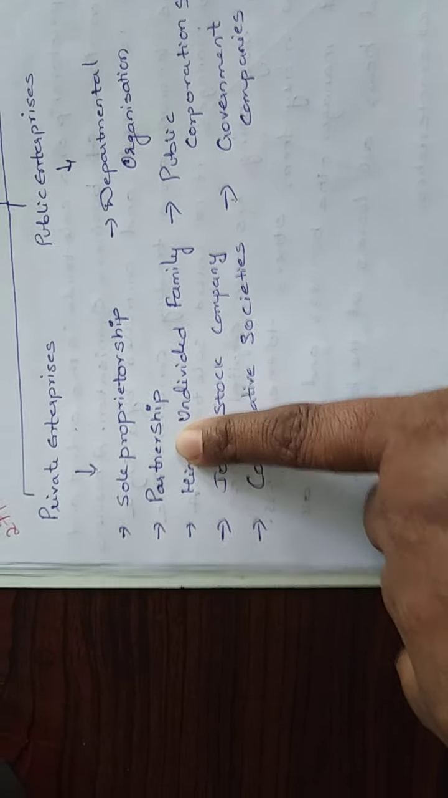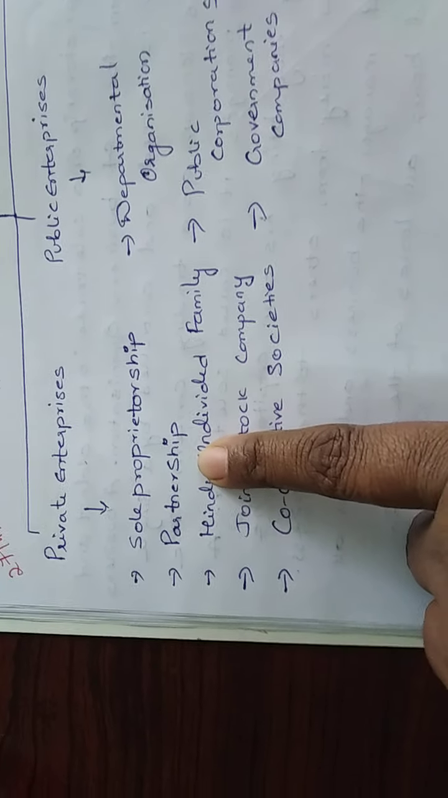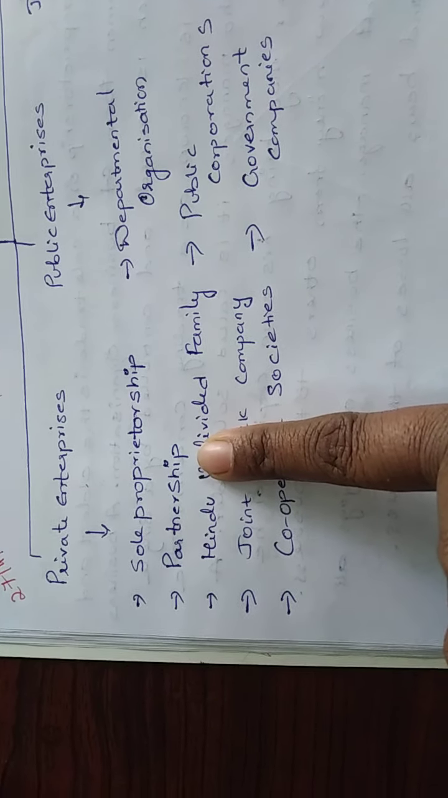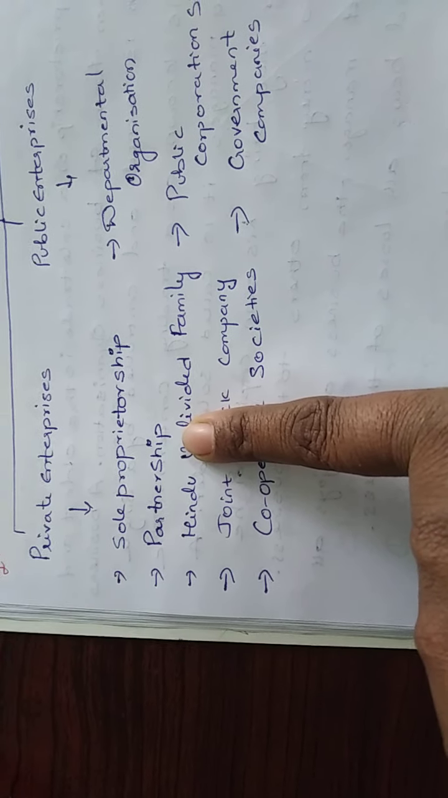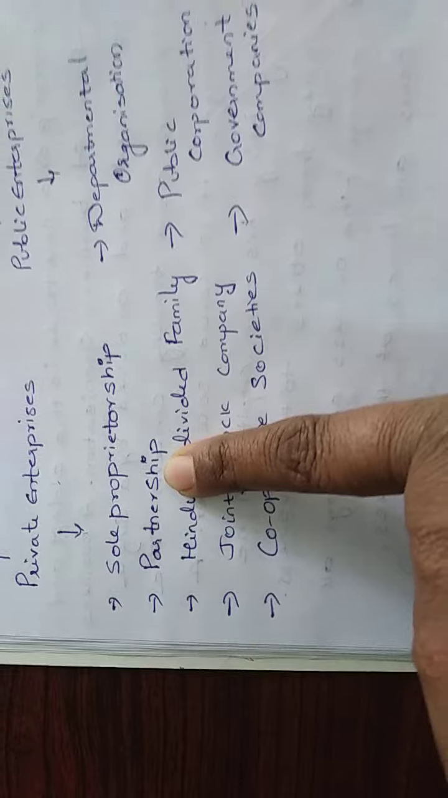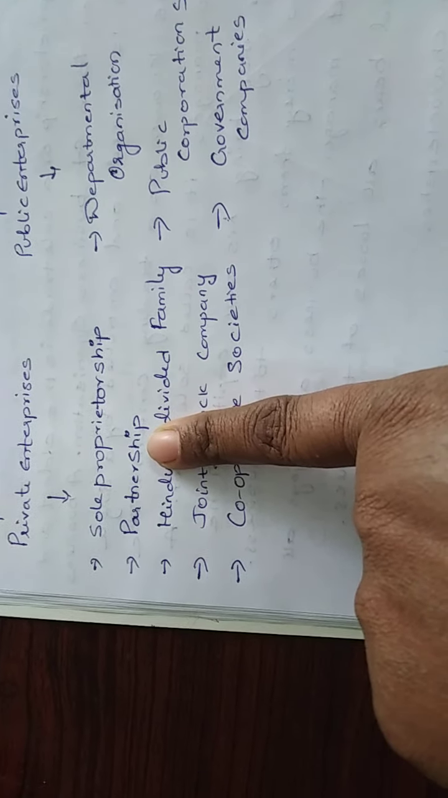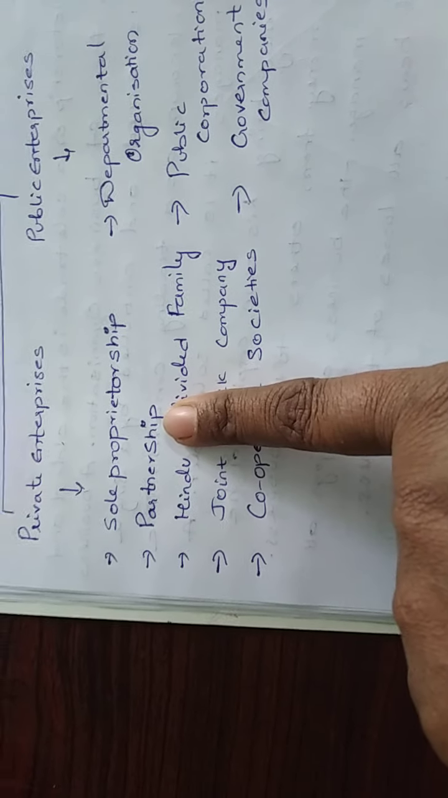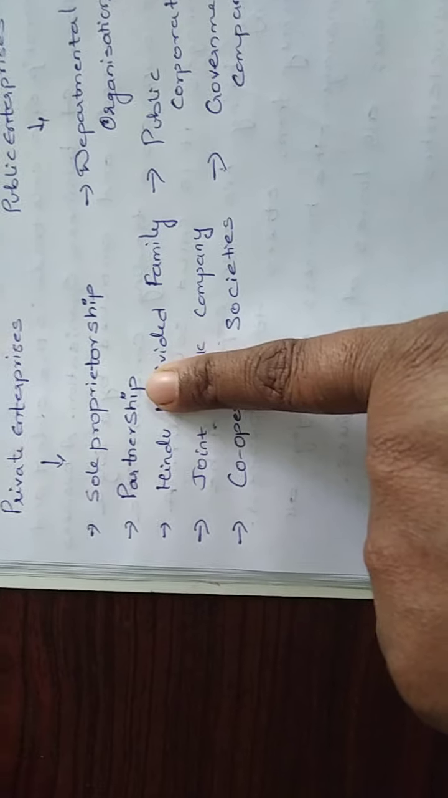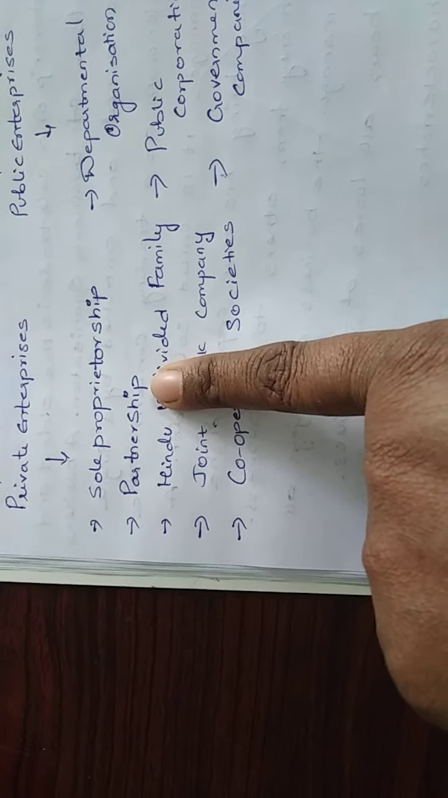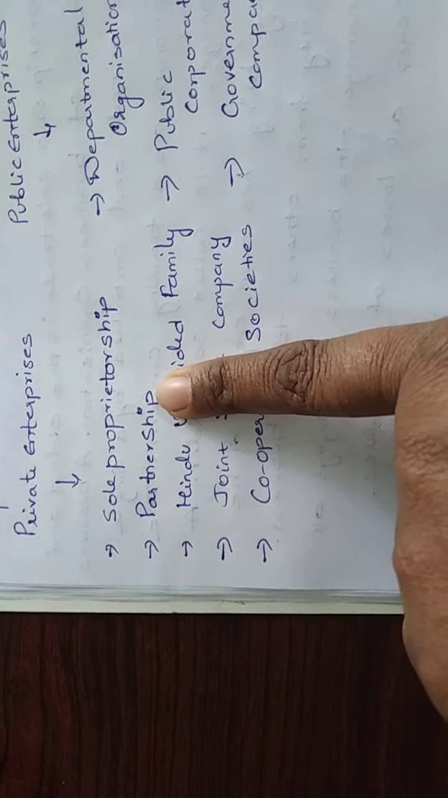Next, coming to the partnership. A partnership is an association of two or more persons to carry on a business and to share its profits and losses. Here they can even expand the business also. Clear?